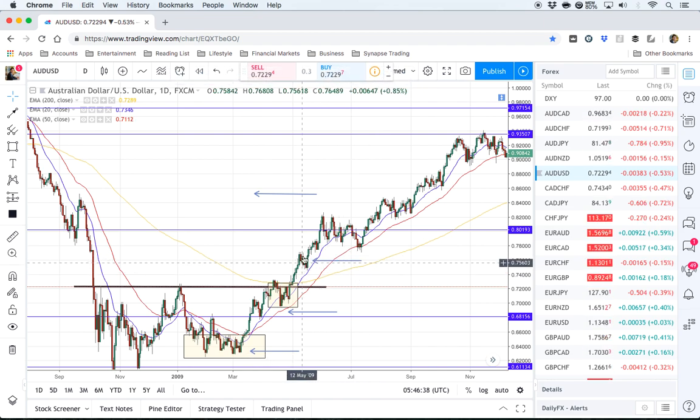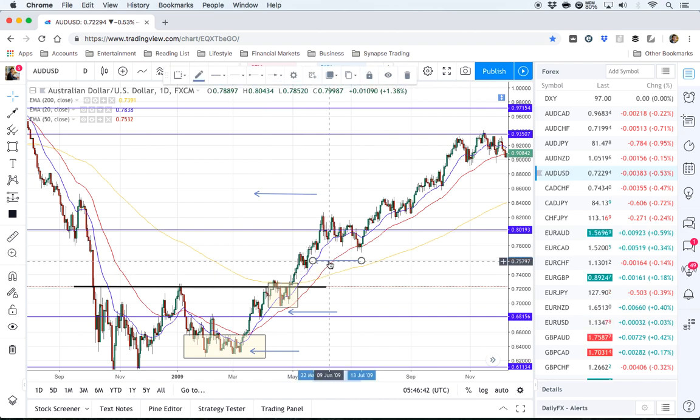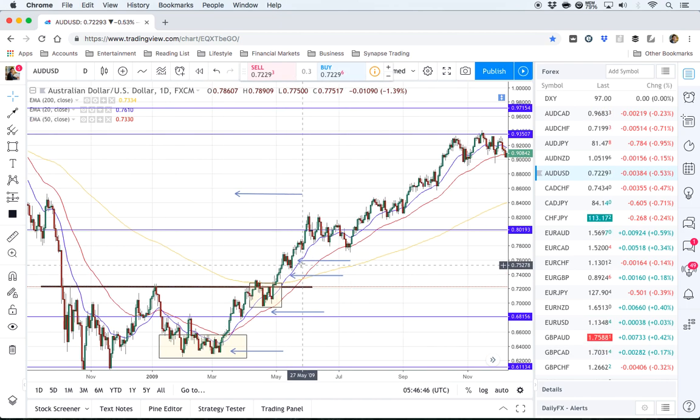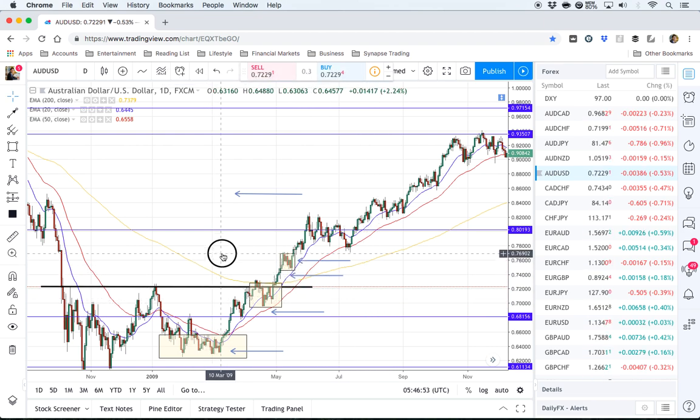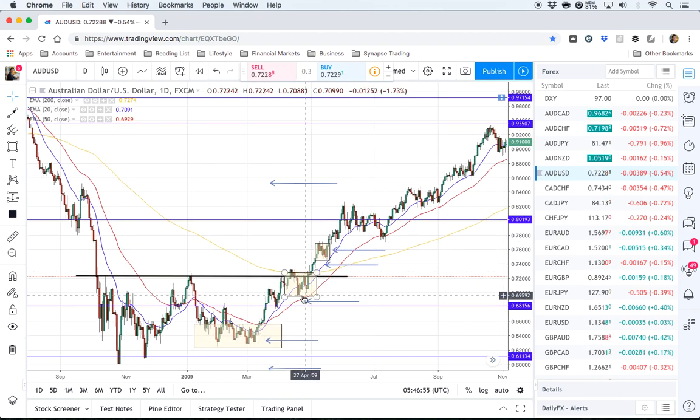You can use this pullback to enter, and you place your stop loss somewhere around here, using this small pattern. Okay, so these are the three opportunities for you to trade the head and shoulders pattern.